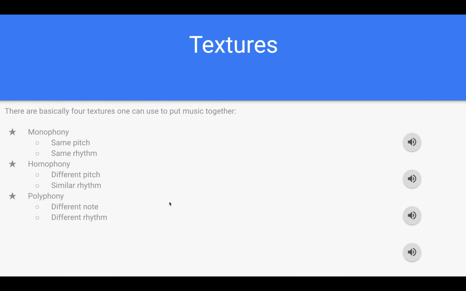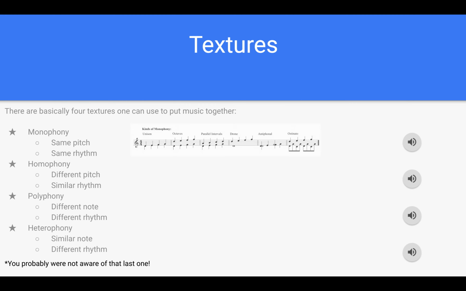Sure. Is that it? Well, what did we not use? Same pitch, same rhythm, different pitch, similar rhythm, different pitch, different rhythm. There's actually one more. Heterophony. Similar notes, but a different rhythm. Huh? You probably weren't aware of that last one. Well, let's look through each of these.